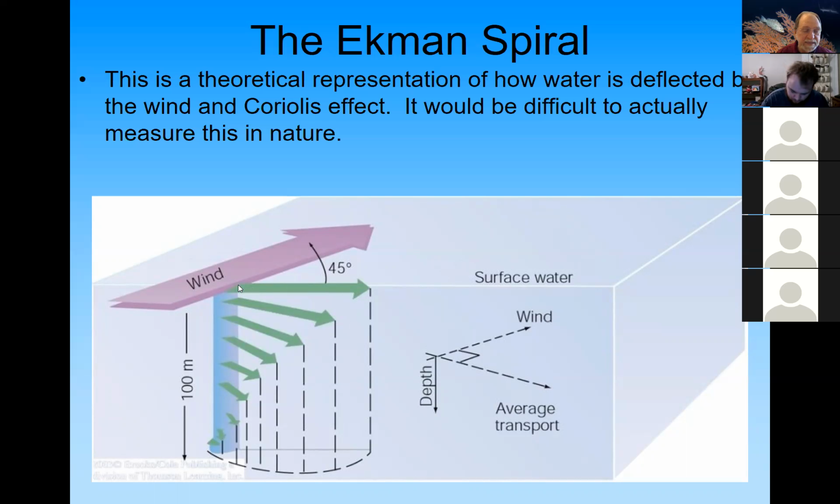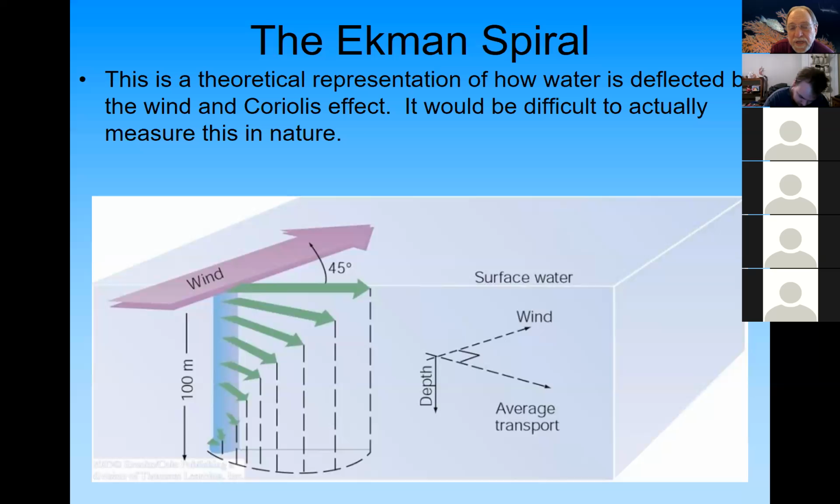And eventually you get deep enough, at about 100 meters depth in this diagram, that there's no longer any effect of the wind, so there's no longer water being set in motion by the movement of water at shallower depths. So if we average out the net motion of water across all of these deflected depths, the net effect is to move water at right angles to the wind. And those right angles are going to be to the right of the wind in the northern hemisphere and to the left of the wind in the southern hemisphere.